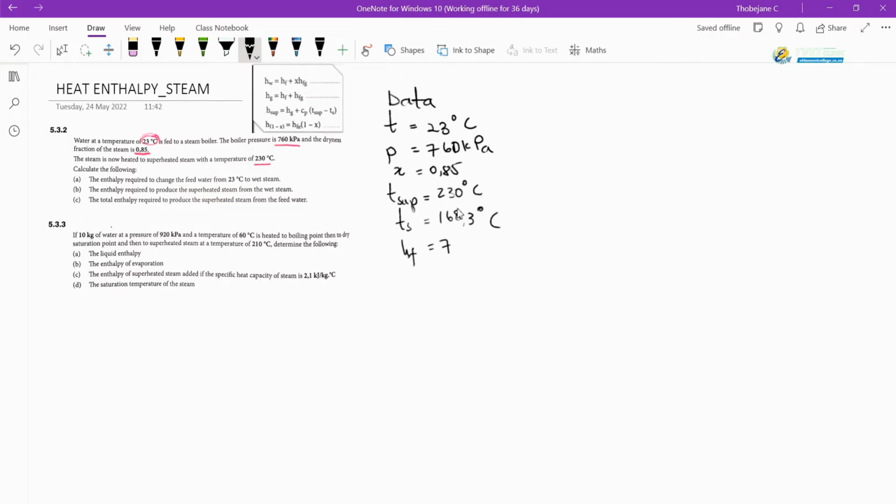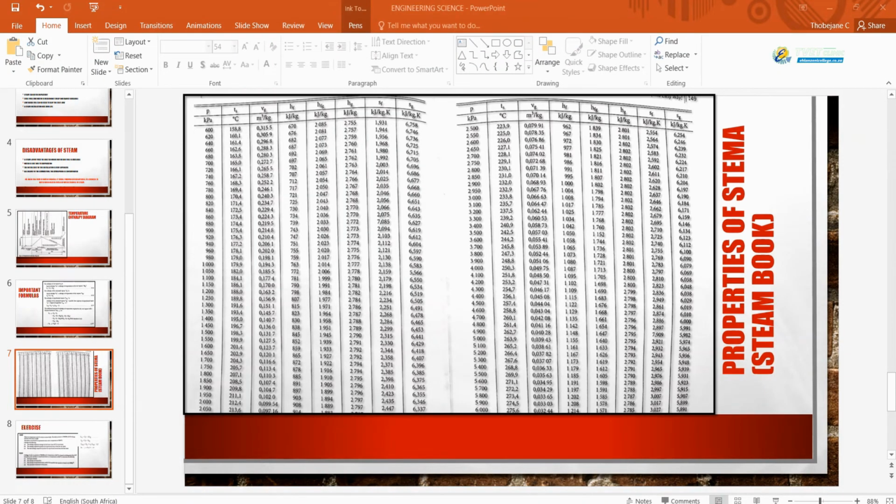HF is 712 kilojoules per kg degrees Celsius. We are looking for Hg and HFG. We need this information so that it can be easier for us to start calculating.